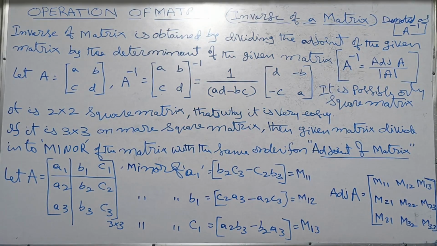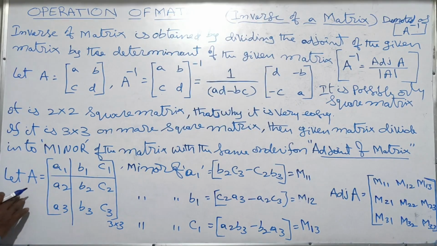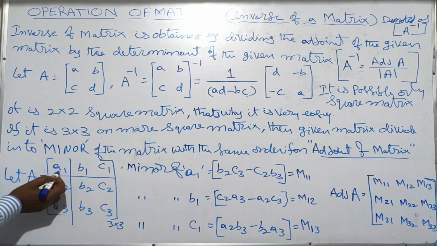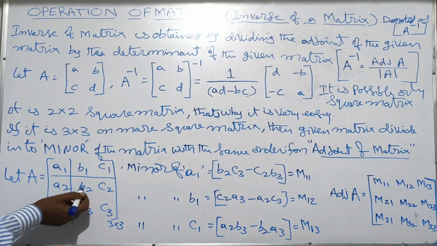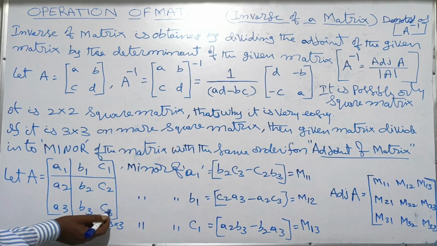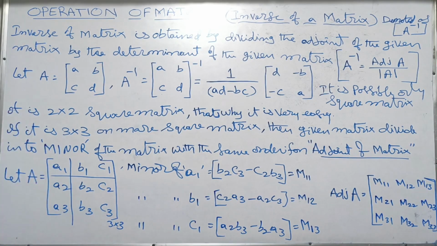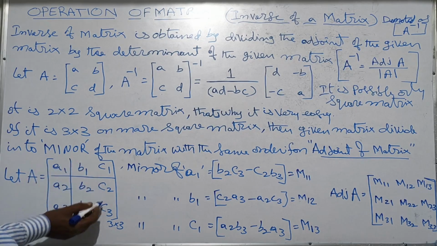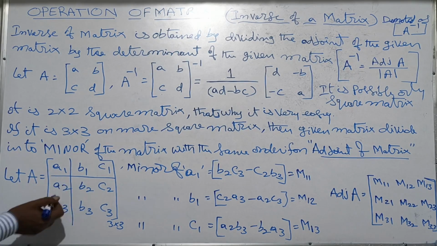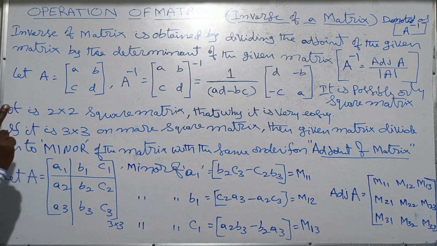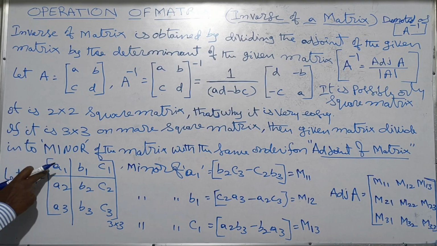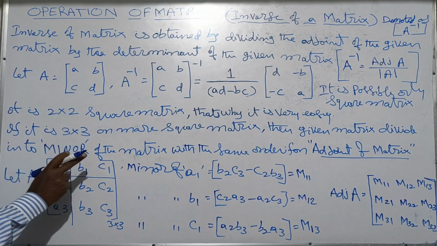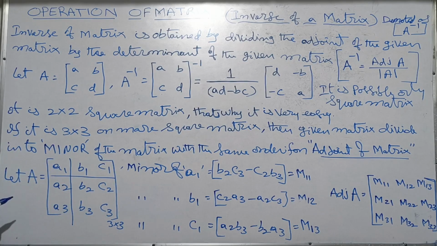Next, the minor of the matrix. How to find the minor of the matrix? Let A is equal to A1, B1, C1, A2, B2, C2, A3, B3, C3. This is a third order matrix, 3 by 3. 3 by 3 means here it is 9 elements. Each element has one minor matrix.